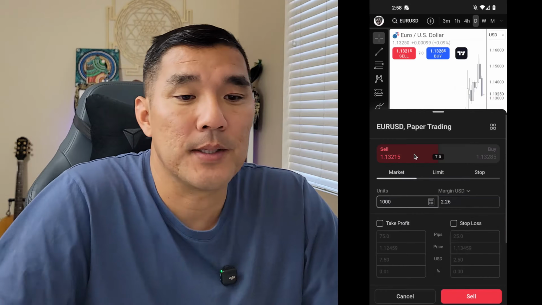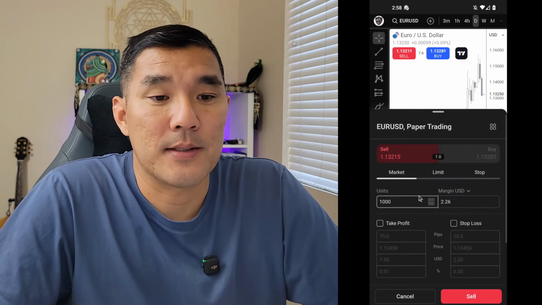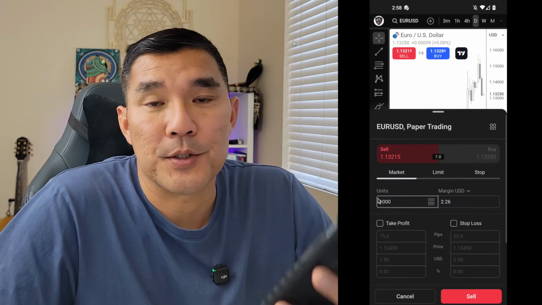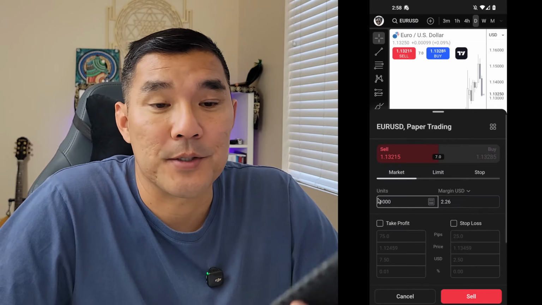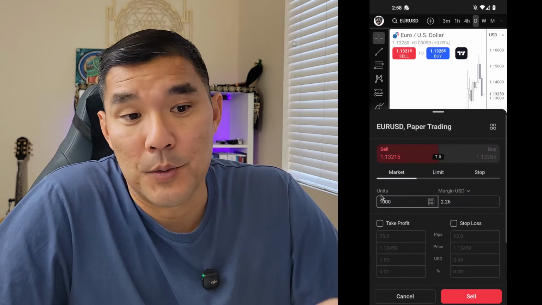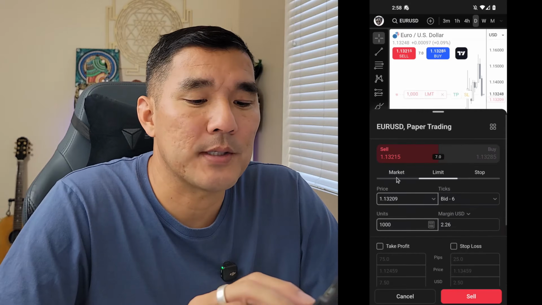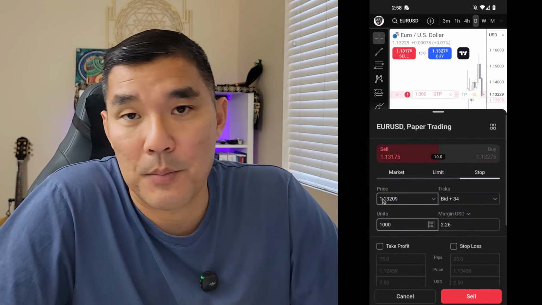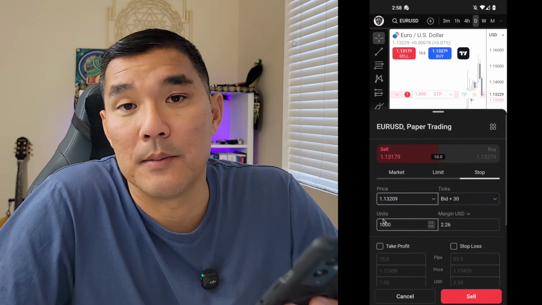Now, for the market order, you don't have to set a pending price, obviously. So you're just going to set the units, and that's the number of lots or the number of shares if you're trading stocks or something like that. So be sure to check with your broker to make sure you understand the value of each unit. Now, if you do a limit order or a stop order, you're going to have to set a price. So that's the price of the limit order or the stop order. And then you'll also set the number of units.